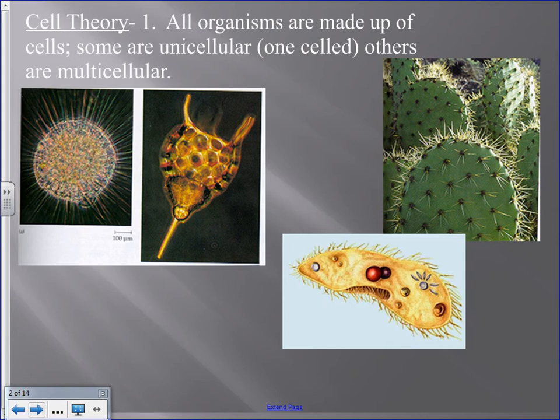So, examples of cells. Some organisms are single-celled. We call that unicellular. Like a unicycle has one wheel, unicellular means one cell. So this is a single-celled organism called an actinopod. They live in the ocean. This is a paramecium, a single-celled organism that lives in sloughs and pond water and stuff like that. And obviously a multicellular organism, a cactus. What do they have in common? They all have cells. Therefore, they're all living organisms.